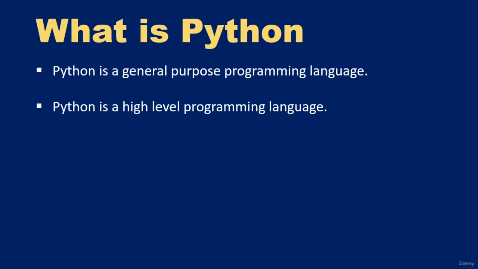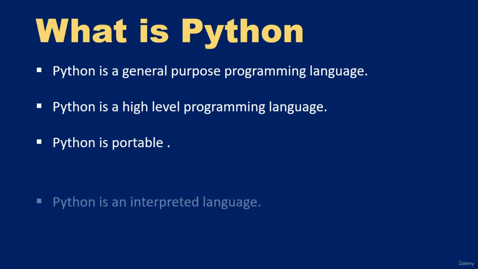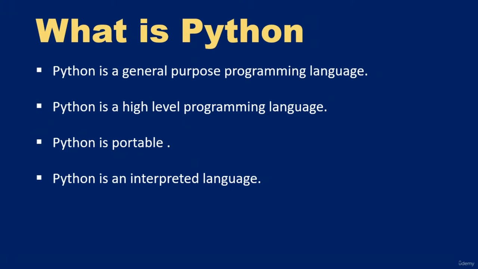to human language. Python is portable, which means we can run Python programs in the various different operating systems like Windows, Mac OS, Linux, without any changes. Python is an interpreted language. Python is called an interpreted language because it goes through an interpreter, which turns code you write into the language understood by your computer's processor.